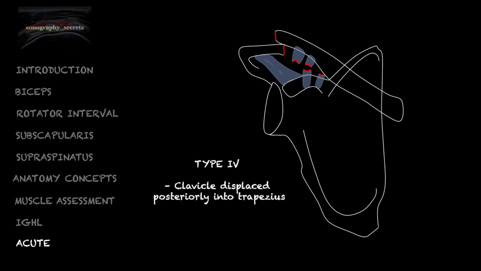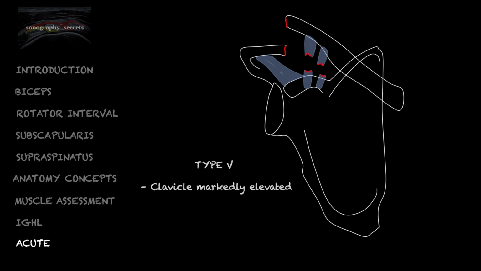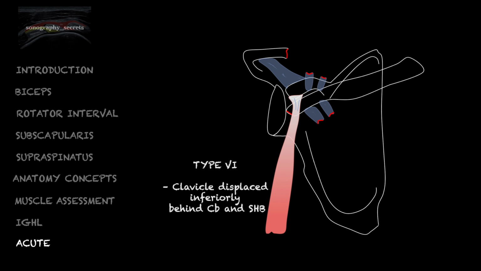Type 4 injuries are where the clavicle is displaced posterior to the trapezius. Type 5 injuries are where the clavicle is markedly elevated more than double the normal distance to the acromion. And type 6 injuries are where the clavicle is displaced inferiorly behind the coracobrachialis and biceps tendons.